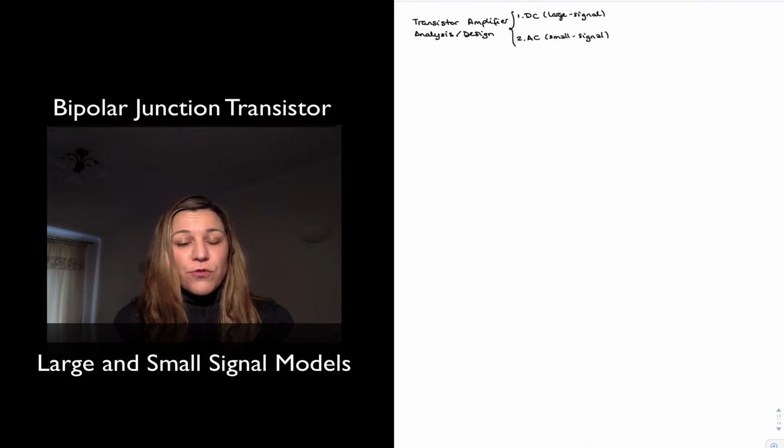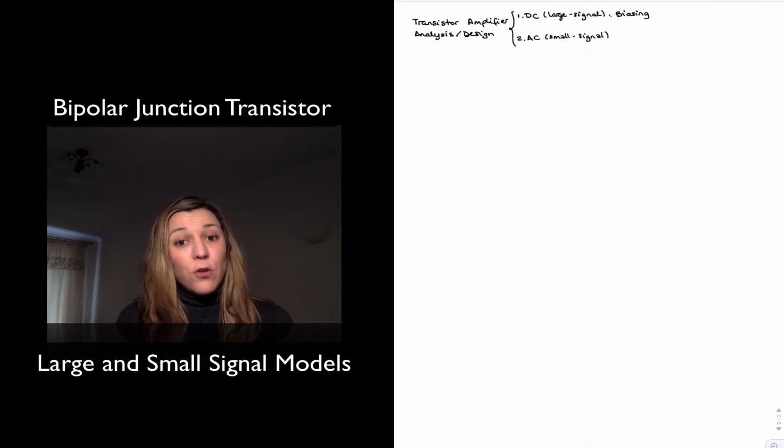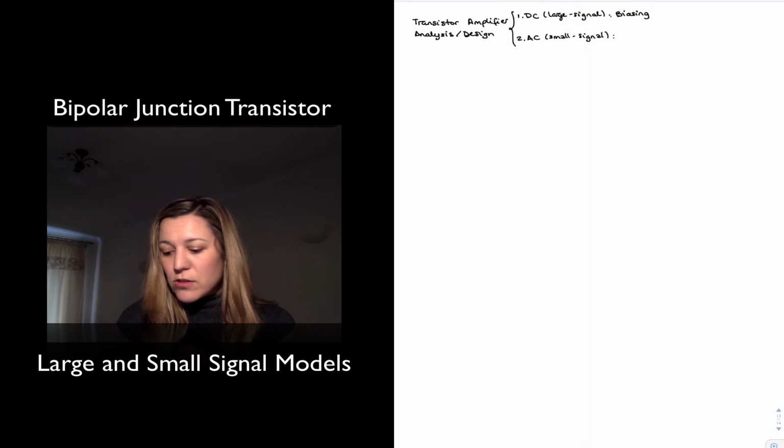Now, the reason for that terminology, large signal versus small signal, is simple. When we're talking about the DC portion, which represents the biasing or setting the Q point, we're going to be dealing with voltages in the range of volts and currents in the range of milliamps. Whereas when we talk about the AC analysis, we're typically going to be dealing with voltages in the range of millivolts and currents in the range of microamps. So that's the terminology, large signal versus small signal.